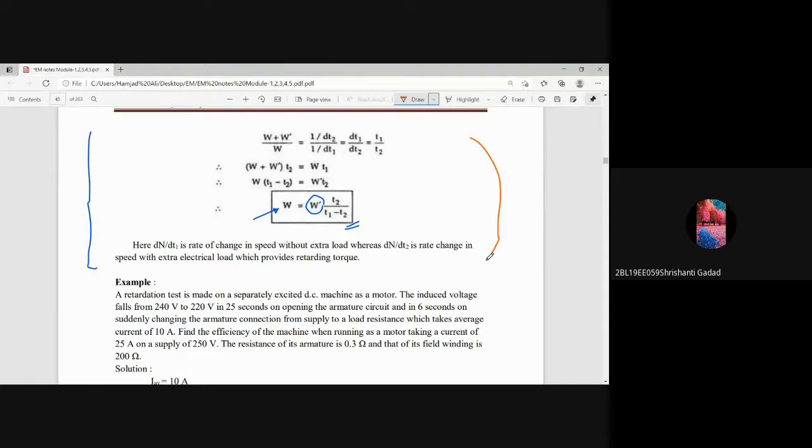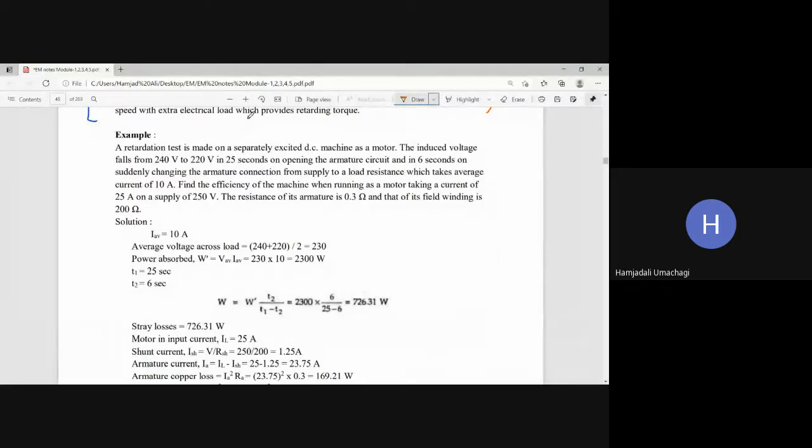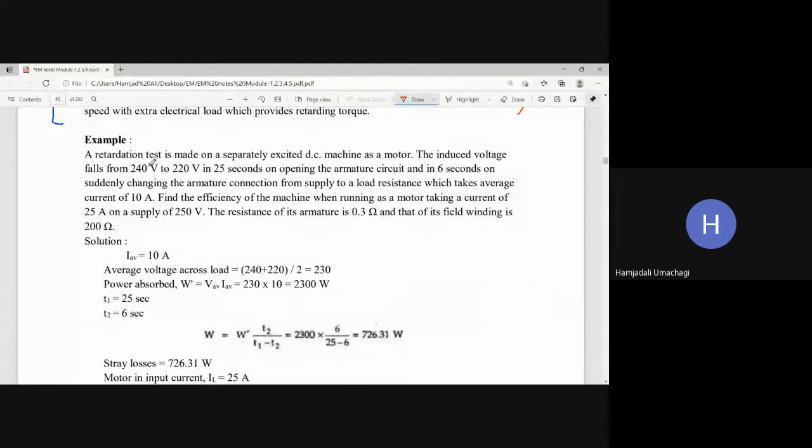Yes, sir. Now we will see one problem on this. Problem on retardation test. The retardation test is made on a separately excited DC machine as a motor. So here the machine is made to act as a motor, and on this motor we have conducted a retardation test. The induced voltage falls from 240 to 220 volts in 25 seconds on opening the armature circuit. So after disconnecting the power supply, the voltage has been reduced from 240 volts to 220 volts.